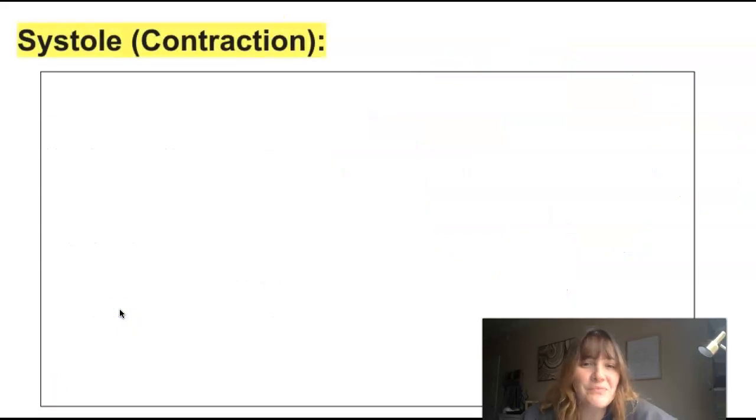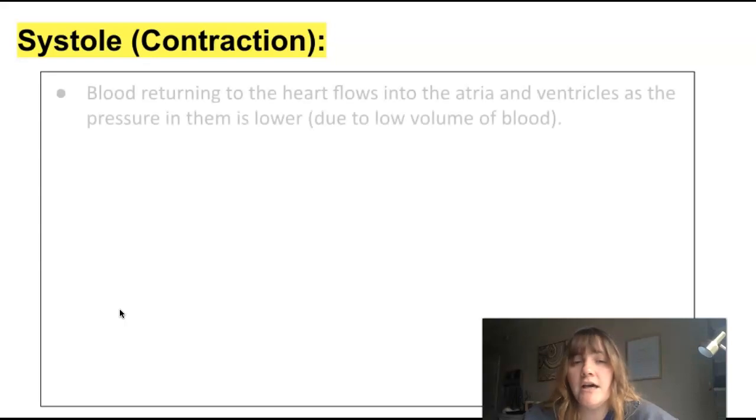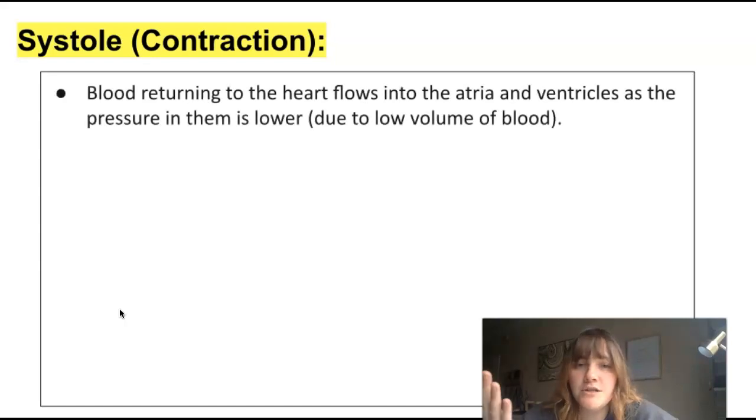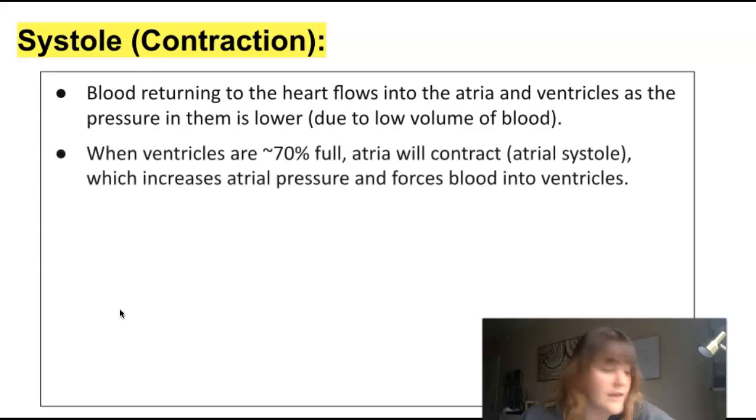Okay, so systole, this is what we're going to start with. This is that period of contraction. So blood is going to be returning to the heart, and it's going to be flowing into the atria and the ventricles. So at this point, the ventricles are open, the atria are open, and the blood is going to flow into them because the pressure in them is lower due to the fact that there's no blood in them at the moment. And then once the ventricles are about 70% full, the atria are going to contract.